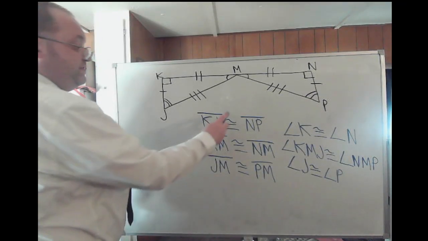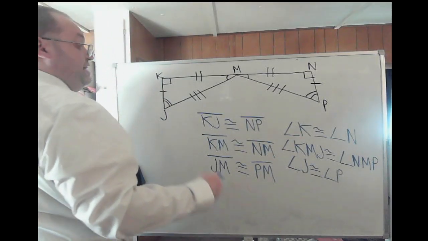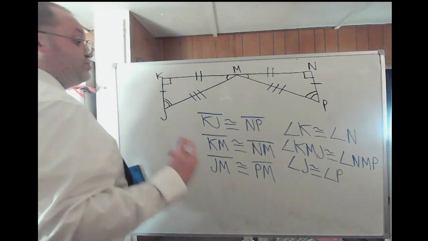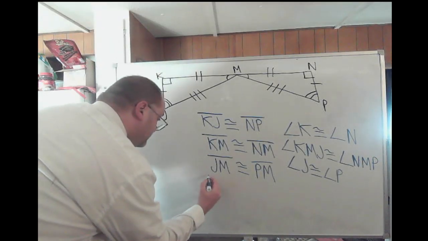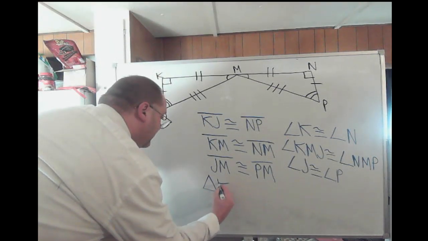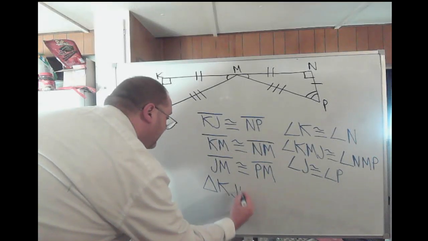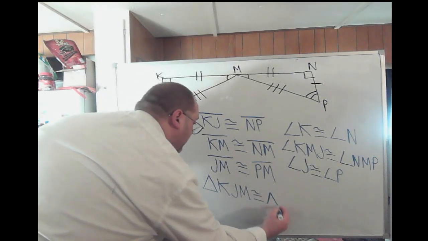But we've identified congruent sides, we've identified congruent angles. Now we need to identify the congruent triangles. So we can start by saying triangle KJM is congruent to triangle what?